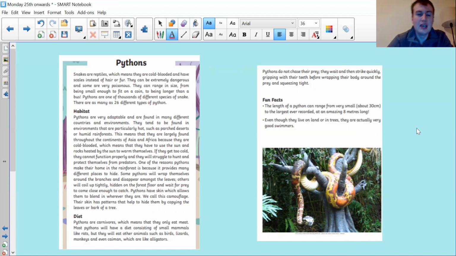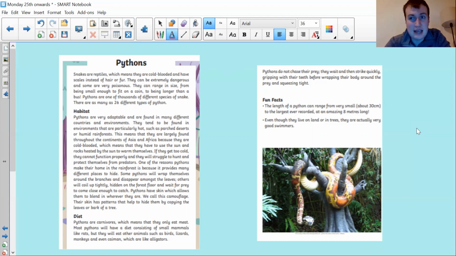So pythons. Snakes are reptiles, which means they are cold-blooded and have scales instead of hair or fur. They can be extremely dangerous and some are very poisonous. They can range in size from being small enough to fit on a coin to being longer than a bus. Pythons are one of thousands of different species of snake. There are as many as 26 different types of python.